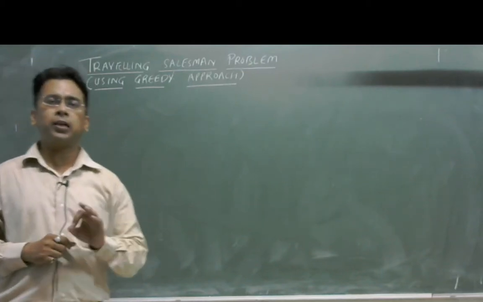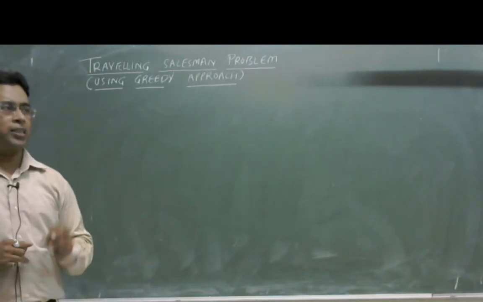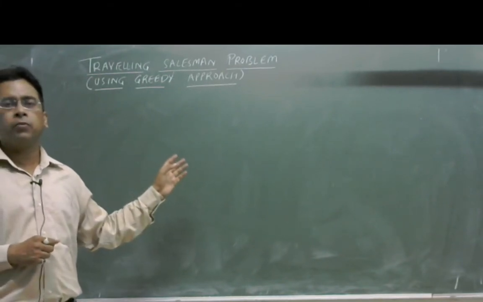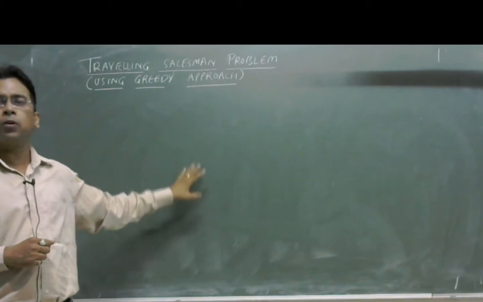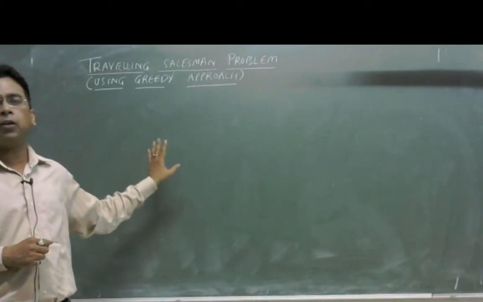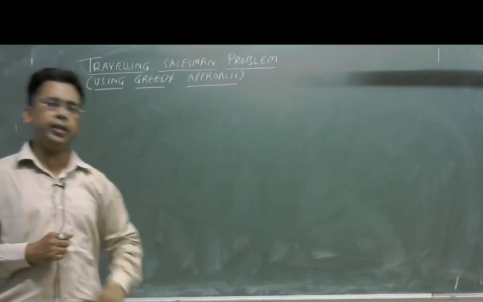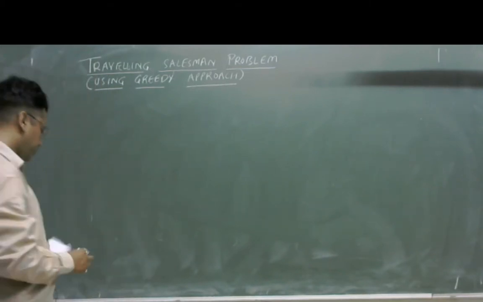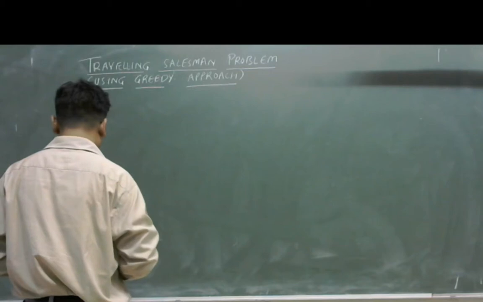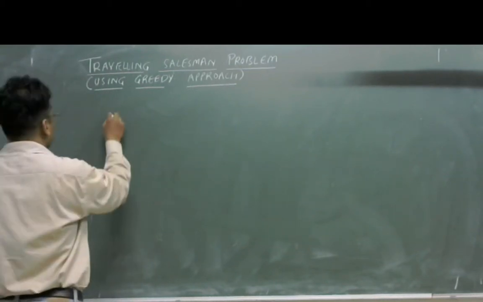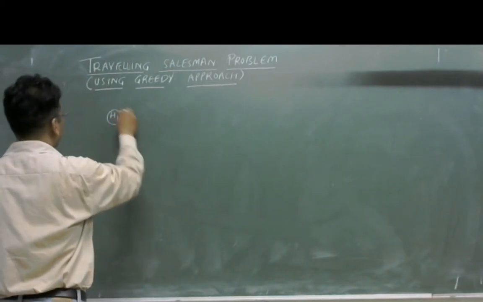So this is a very simple question. I shall start with a simple example in which I shall draw a diagram with n number of cities, and I shall explain how we can solve this problem using the greedy approach. So the question, there is a graph, and first I provide the graph.